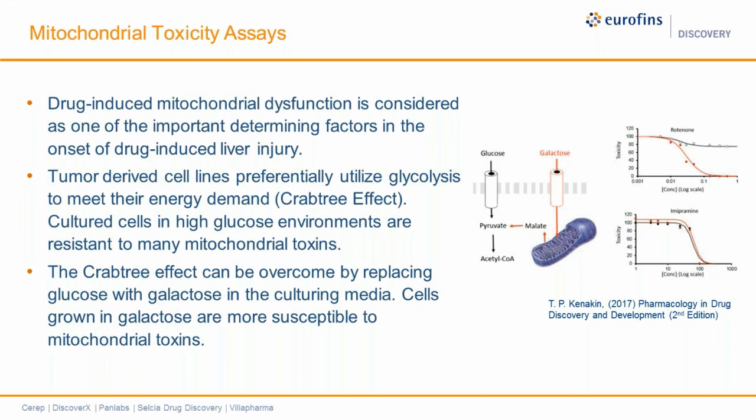However, when the glucose is replaced with galactose, the cells are forced to use mitochondria to produce energy. Therefore, the cells cultured in galactose medium are more susceptible to mitochondrial toxins. It is a commonly used in vitro assay to assess mitochondrial toxicity in drug discovery because it is simple, fast, high throughput, and more importantly, it has high predictive value. There are many peer-reviewed publications that validated the utility of this assay in identification of drug-caused mitochondrial toxicity.